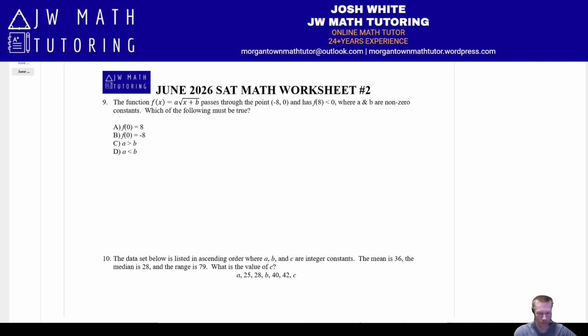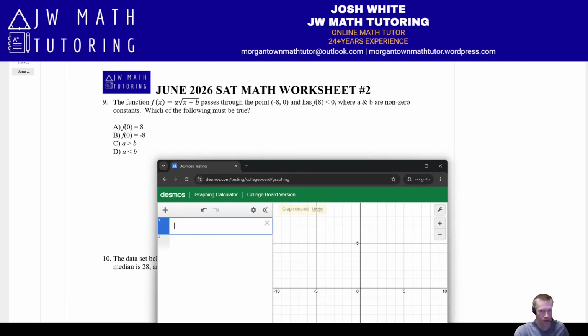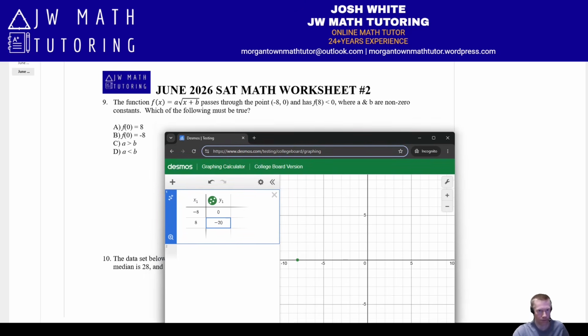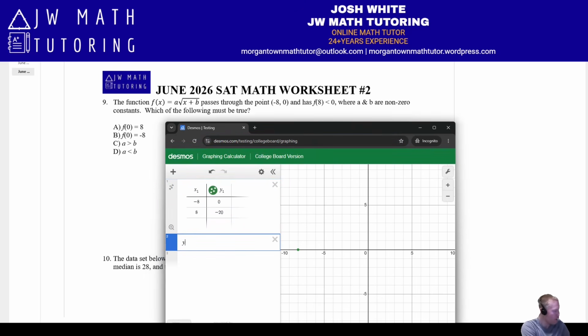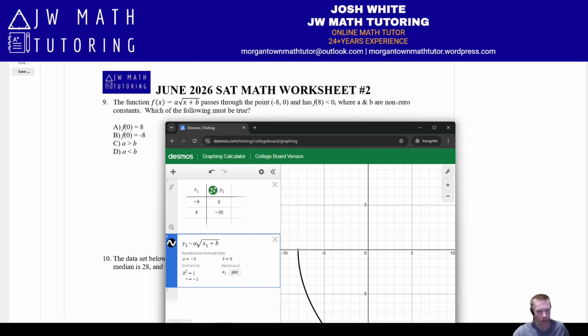So I'm just going to only show the Desmos method for this because I think it is so much faster and easier just to do this entirely in Desmos. I'm going to enter a table. I'm going to enter my point. Now, for my second point, I can just pick whatever random negative value I want. Like I'm going to pick negative 20, but you could pick a different value if you wanted to. That's fine. Then I'm just going to do y1 tilde a times square root of x1 plus b.